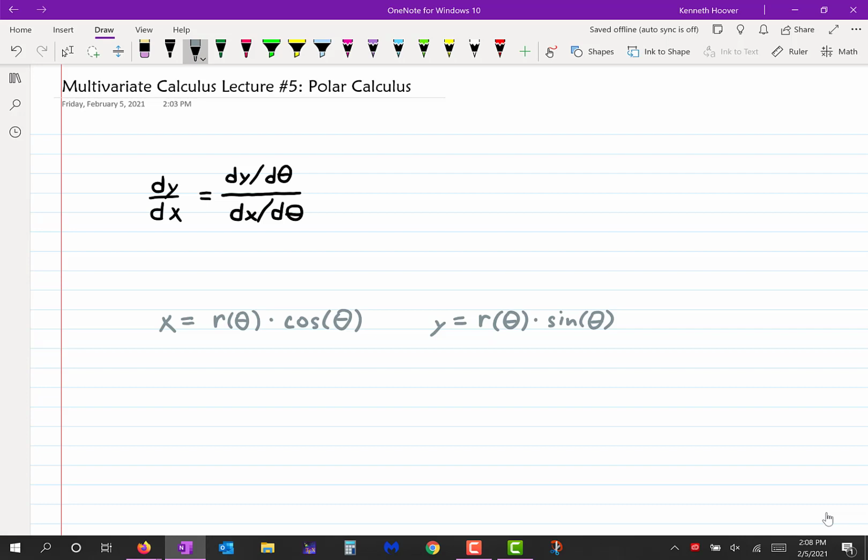Okay, so then when we do dy d theta, let's write that down here. dy d theta, what's that going to be? Got to use the product rule. So that's going to be r prime of theta times sine of theta plus r of theta times cosine theta. Okay, that's going to be on the top up here.